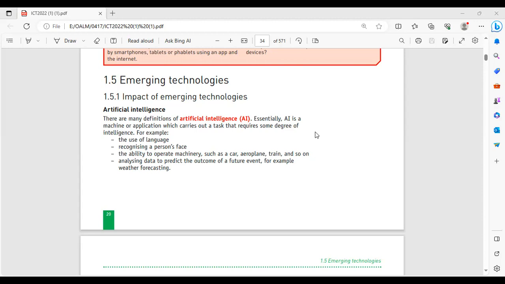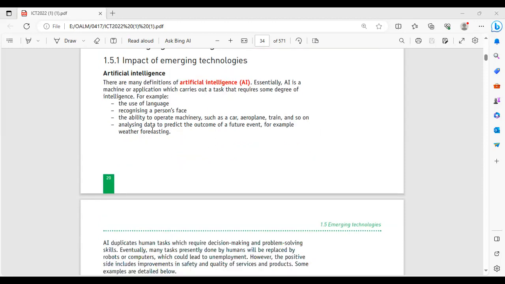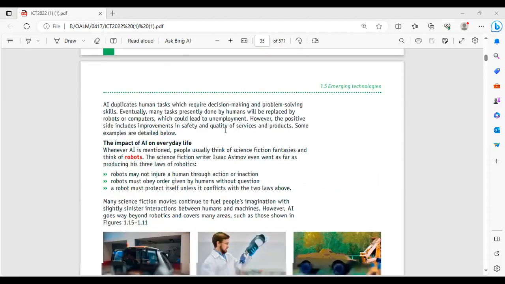Okay. So 5G networks, biotechnology, autonomous vehicles. There are different technologies working. Emerging means different technologies working together to perform a better option, better output. Okay, to show better output. So these are some given features, like the use of language, recognition, person face. These are all things that can be utilized by artificial intelligence. The ability to operate machinery such as car, aeroplane, train, and so on. So these are all examples of emerging technology. Okay.